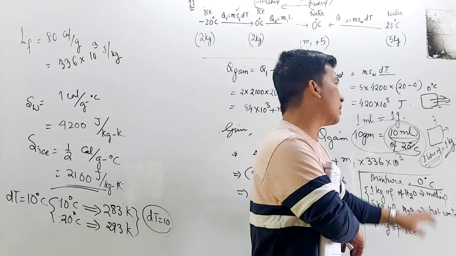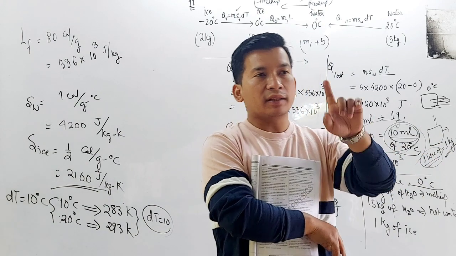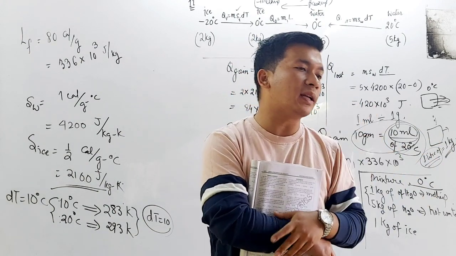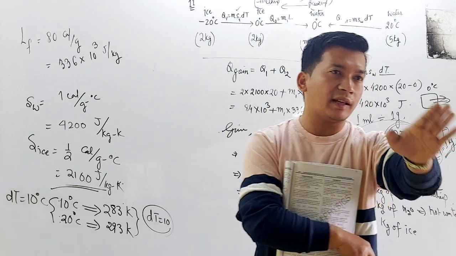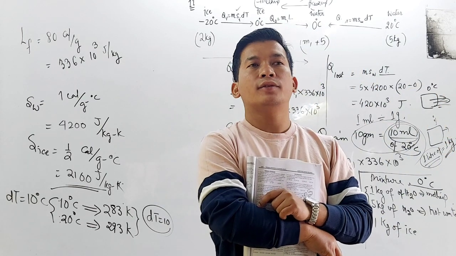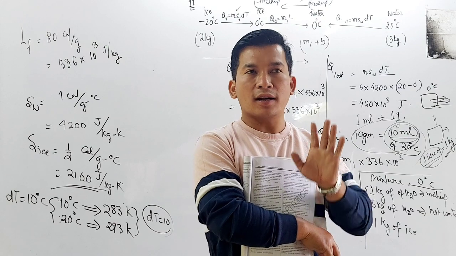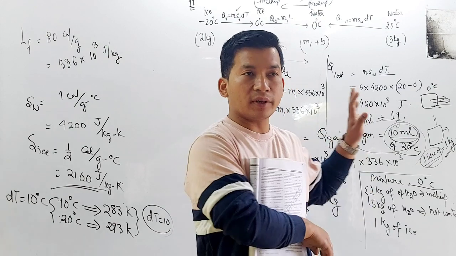There will be unmelted ice along with water. So the temperature of the mixture will still be at 0 degrees Celsius. Do you get the concept? Understood? Do you understand this concept yet?